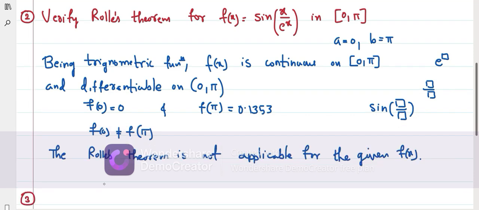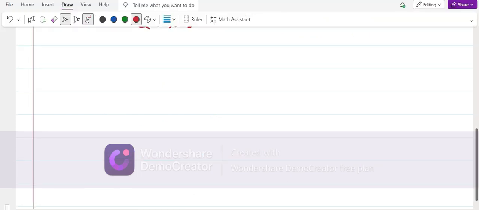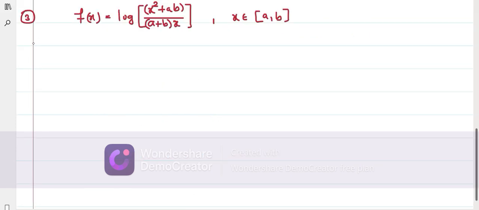Verify Rolle's theorem for the function f(x) = log((x² + ab) / ((a + b)x)). So I want to verify Rolle's theorem for this. So I need to check these three conditions first: whether the given function is continuous, differentiable, and f(a) = f(b). Then only I can apply Rolle's theorem.